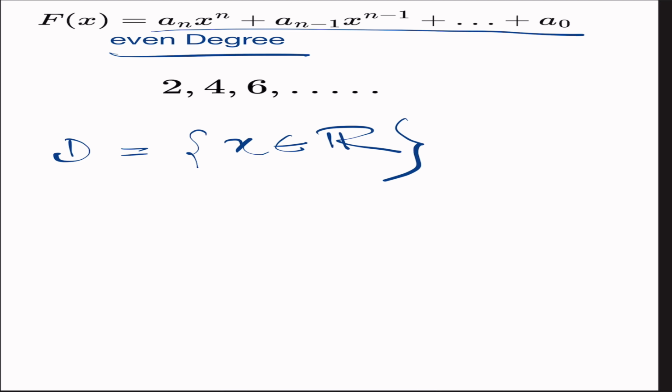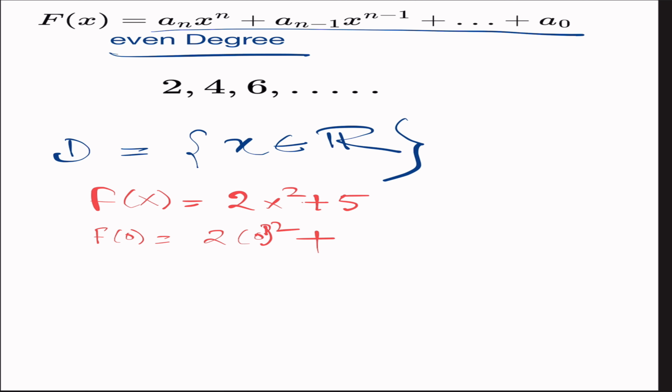How about the range? Let's do an example, it will help you. Let's say we have a function f(x) = 2x squared + 5. Let's say you put f(0), right? You get 2 times 0 squared plus 5, which is 7. Sorry, which is 5. My mistake. 2 times 0 squared gives you 0, plus 5, which is 5.